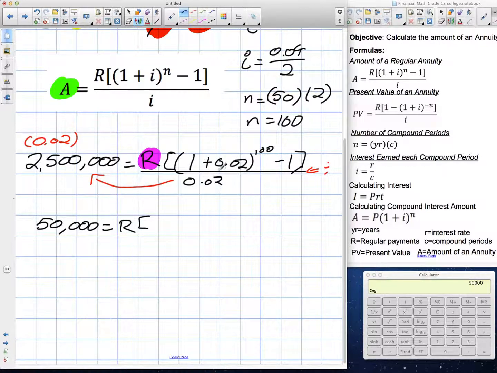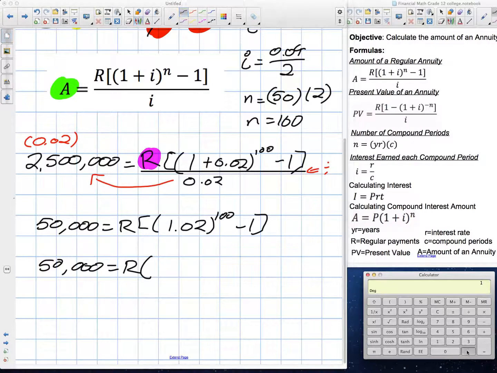And we're actually going to solve for this bracket and then move the bracket over itself. So in the brackets, 1 plus 0.02 is 1.02. And we knew that N was 100. Subtract 1. So what I'm going to do is equate this bracket until it is just one number and then move that number at the end. So next line we'll read 50,000 is equal to R. And our bracket here, 1.02 to the power of 100, gives us that number.